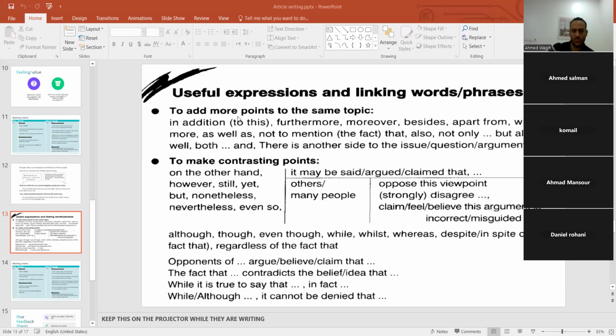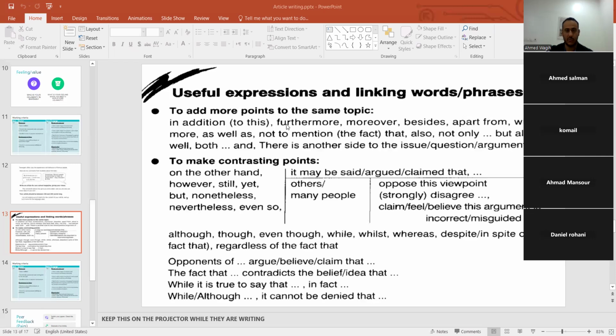So it's up to you, choose whatever you want. In writing, I usually say, you are the maestro. You are the one who decides what to use and what to avoid using. So it depends on your level of writing. It depends on your linking words, vocabulary, grammar, structure. So you are the maestro. You are the one who decides how your piece of writing will look.